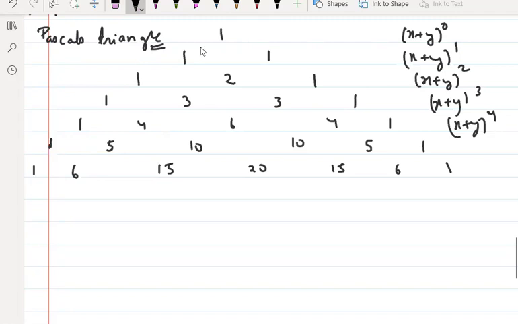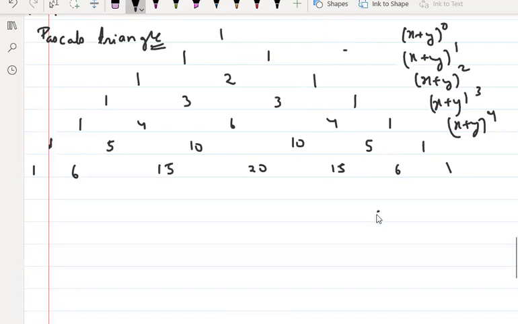So people might say put x is equal to 1 and y is equal to 1. So it is 1 plus 1, right? It's not 1 plus 1. It's basically 11 to the power 0, 11 to the power 1, 11 to the power 2, 11 to the power 3, 11 to the power 4, 11 to the power 5, 11 to the power 6, and so on.